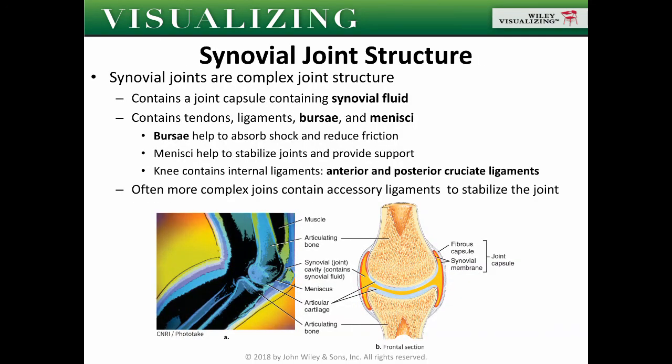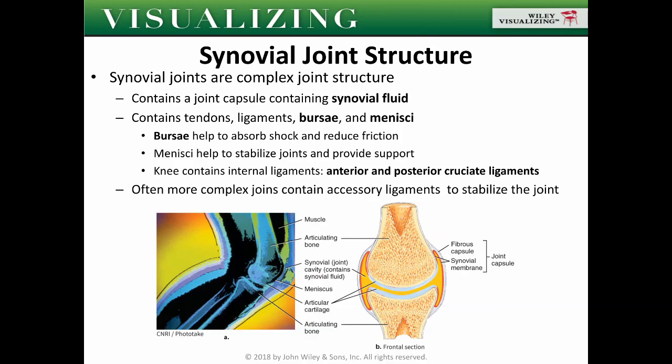So looking closely at a synovial joint, it's actually quite complex. It contains a joint capsule containing the synovial fluid. So it's like the grease of the joint. It also contains the tendons, the ligaments, the bursae, and menisci. So the bursae help to absorb the shock and reduce friction. The menisci help to stabilize the joint and provide support.